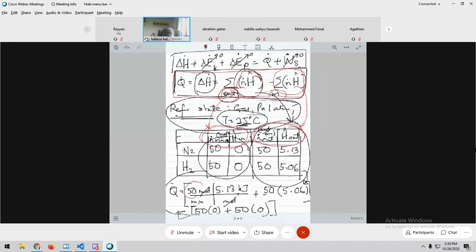So this is 50 times 5.13. That's the product of that two. And now do the same thing for hydrogen. That's 50 times 5.06. That is the sum of this part, the out part. Now you do the same thing for the in part: 50 times 0, that's the in for the nitrogen, and 50 times 0 for hydrogen. So you should get your final answer using that calculation.